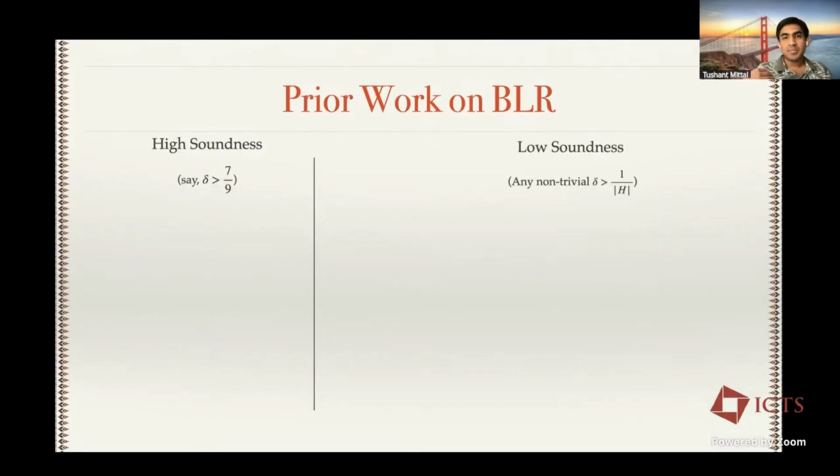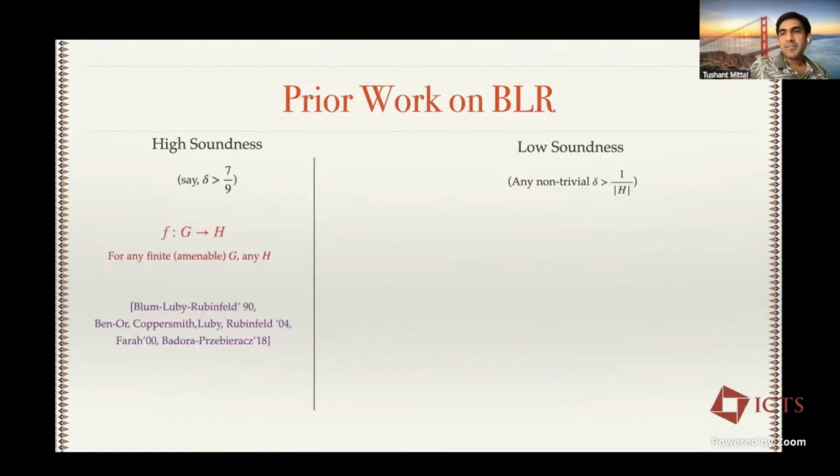So the function behaves like a homomorphism on a very large fraction of points, close to 1. And here we have a very good idea. In particular, if I pick any pair of finite groups, we have such an inverse result. This was proved by Dinur, Coppersmith, Lupi, and Rubenfeld, and then later people have generalized this also to settings beyond finite groups.